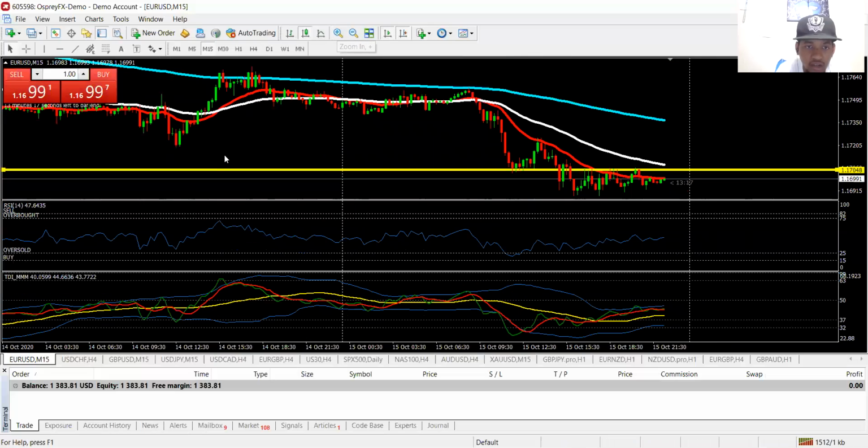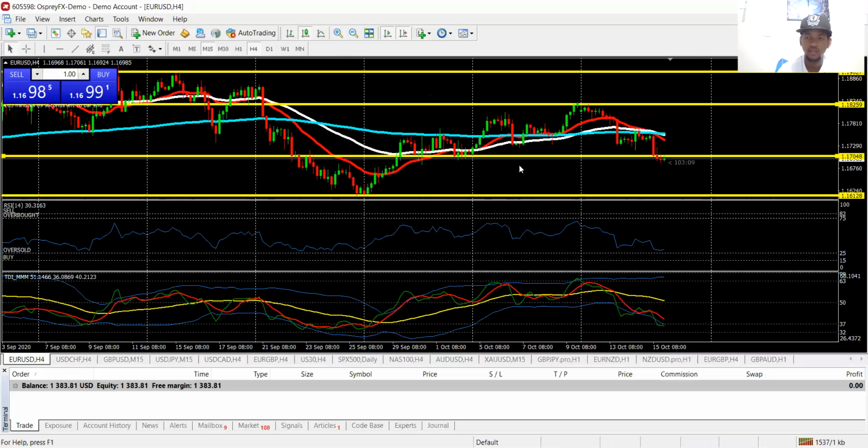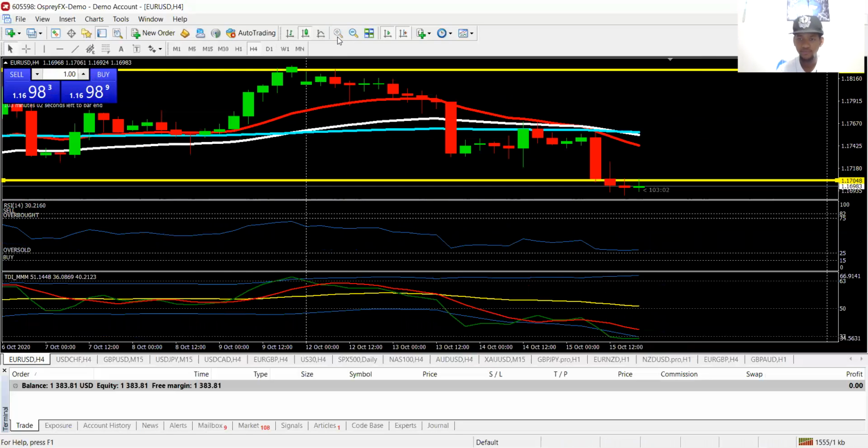Let me see. So I think it tried to shoot back above the 50, right? That's why we saw this little bit of retrace up here, but then it finally dropped. And let me actually point this out too.